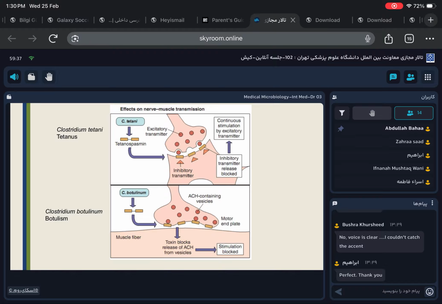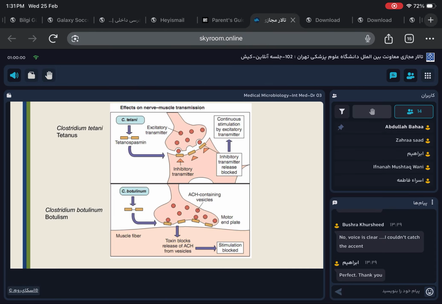So this is basically how tetanospasmin works. It affects the neurons, and it's not going to kill the neurons. As you can see, it's just changing the normal function of the neurons. It just blocks the release of inhibitory neurotransmitters. On the other hand, we have Clostridium botulinum. Have you ever heard the name of this bacterium? It's the causative agent of botulism.